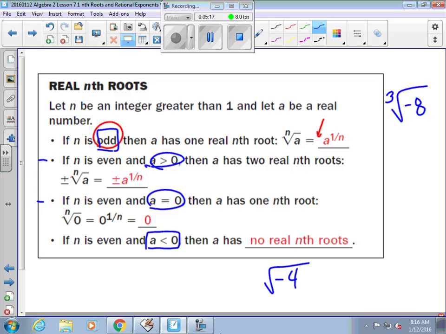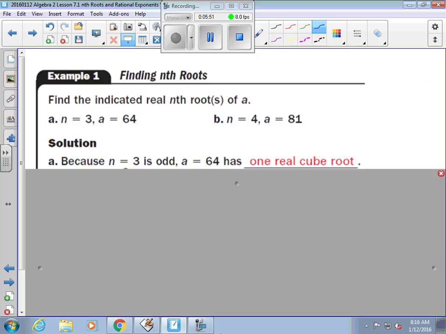What would the cube root of negative 8 be? Negative 2. And again, look at the four scenarios up here: 1, 2, 3, and 4. Only one of those four scenarios deals with an odd index, the first one. It says if n is odd, then it has one real root. It can be a negative number because you can multiply negative 2 times negative 2 times negative 2, do it 3 times, and actually get a real number, negative 8. You do not need an imaginary number in that case.